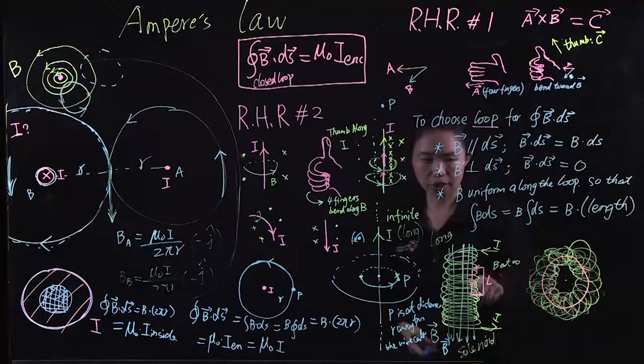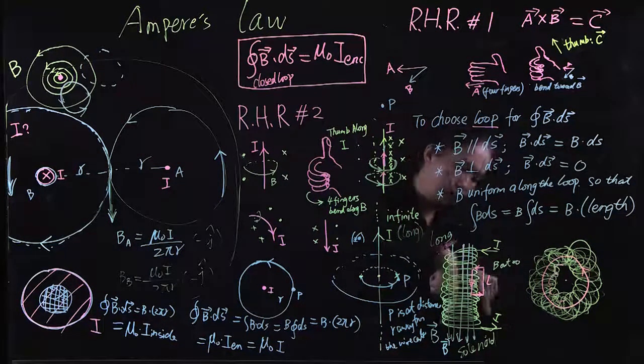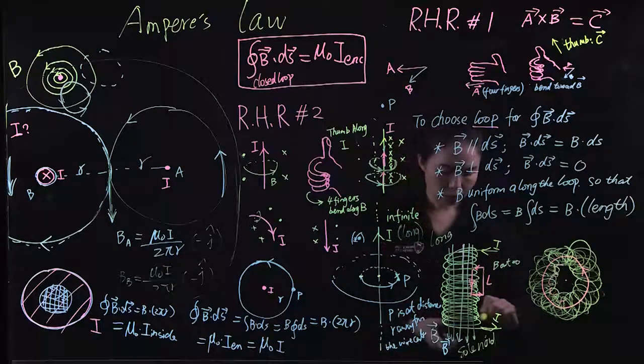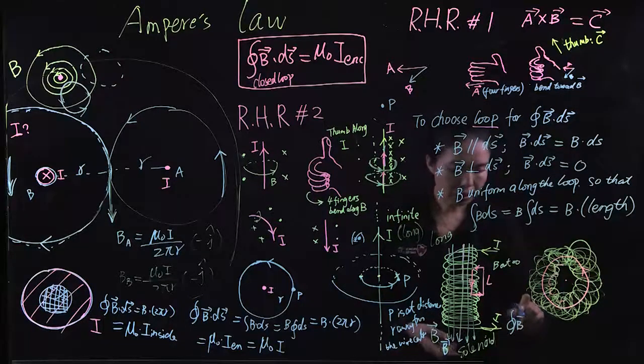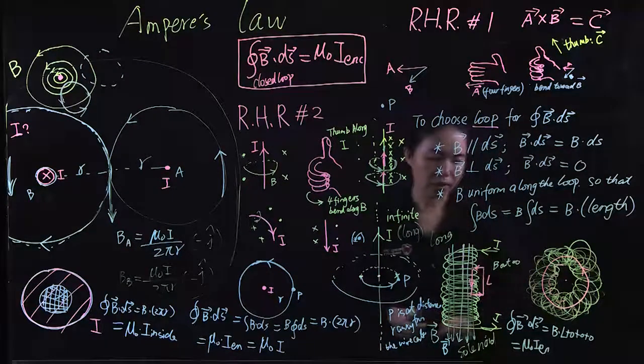And then you can choose such a loop, a rectangular shape. This integral becomes B multiplied by the length L for this part, plus 0 and 0 where the B field and the ds are perpendicular to each other, and outside the B field is 0 anyway. So in this integral of B dot ds for this entire red loop, it is equal to B multiplied by L plus 0 plus 0 plus 0. And that's equal to mu 0 multiplied by the current penetrating this loop, or enclosed in this loop.